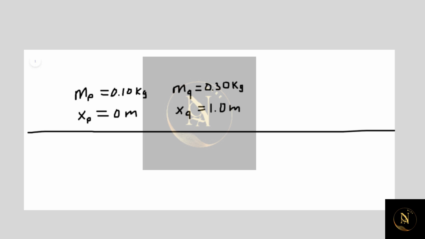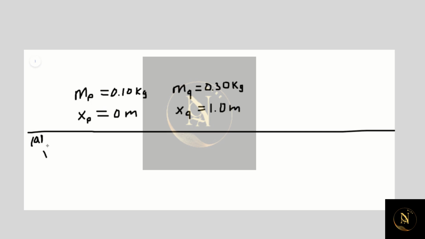Our question says that two particles, P and Q, are released from rest 1 meter apart. P has a mass of 0.10 kilograms, M sub P, and Q has a mass of 0.30 kilograms, M sub Q. So I'm going to call the point that P is at the origin. So X sub P is going to be 0. And X sub Q is going to be 1 meter, since they're separated by a distance of 1 meter.